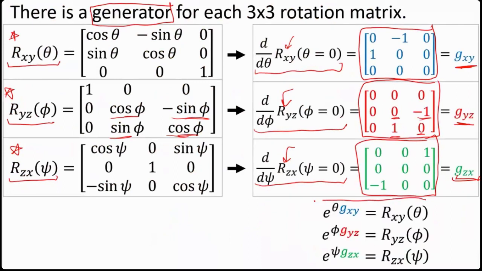Yeah, so basically we have these nice little facts where when we exponentiate the generator times an angle, we get real rotation matrices that we're used to from linear algebra or 3D programming or whatever.